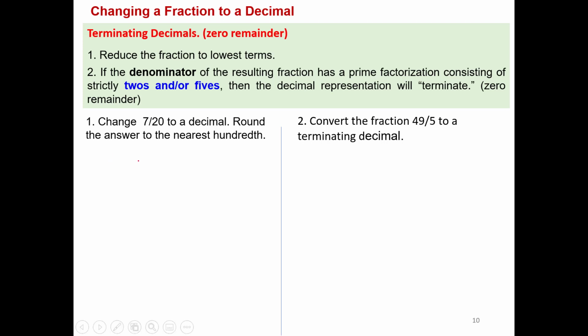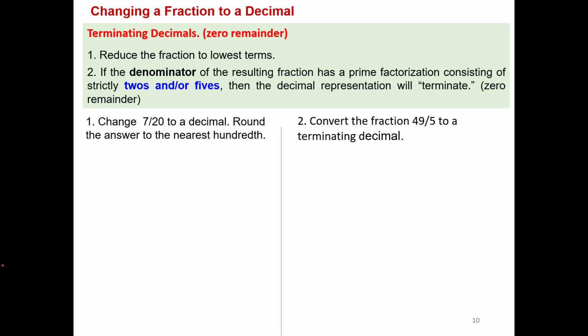Again, if we want to check if we have terminating decimals, what we have to check is the denominator. If the prime factorization of the denominator consists only of 2's or 5's, then the remainder of this division will be 0. And let's try to solve that.